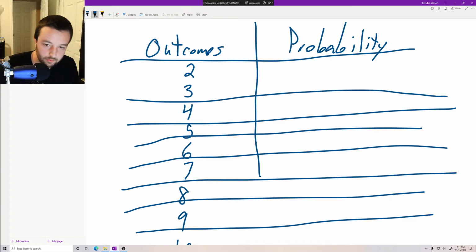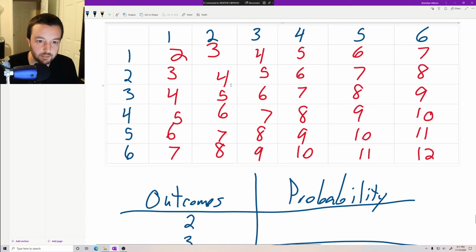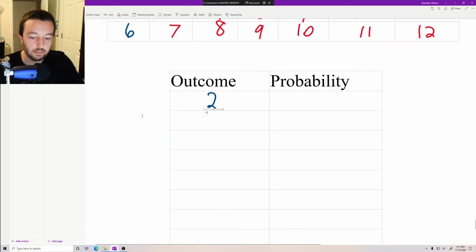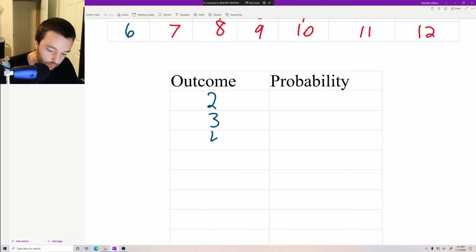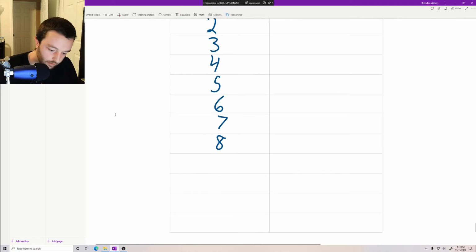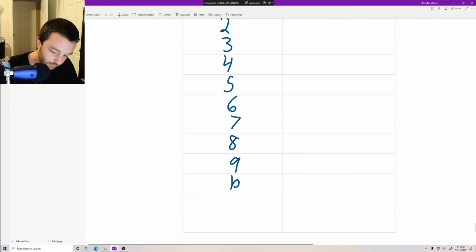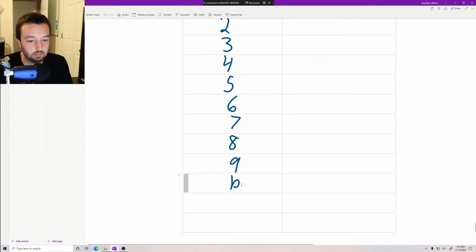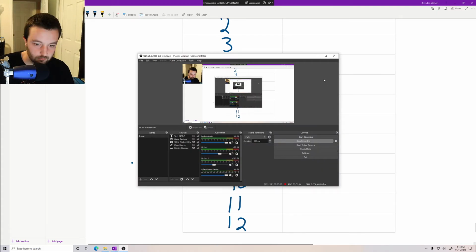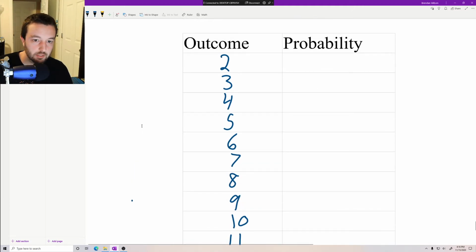Actually, you know what? It'd be a lot neater if I just made this into another table like this one. So let me do that. All right. I got this table made. So we have outcome and probabilities. So we have 2, 3, 4, 5, 6, 7, 8, 9, 10, 11. All right, so we got all of our possibilities here.